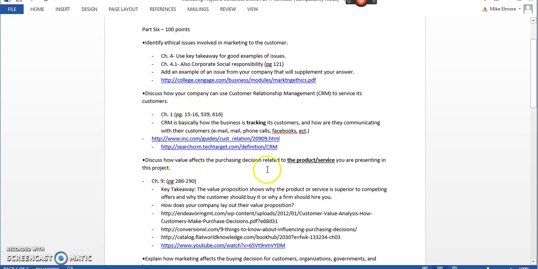So this one right here, now you're looking at the product or service that you discuss. You're discussing the company and the product or service, and how value affects the purchase decision. Remember, I'm giving you some key takeaways on the value propositions in chapter 9 here. Remember that the purchase decision process is outlined in our text, and that can give you a good foundation to demonstrate competency and incorporate a dialogue that highlights your product or service.